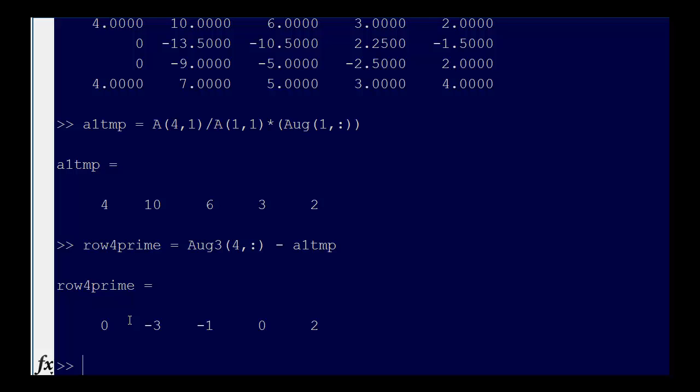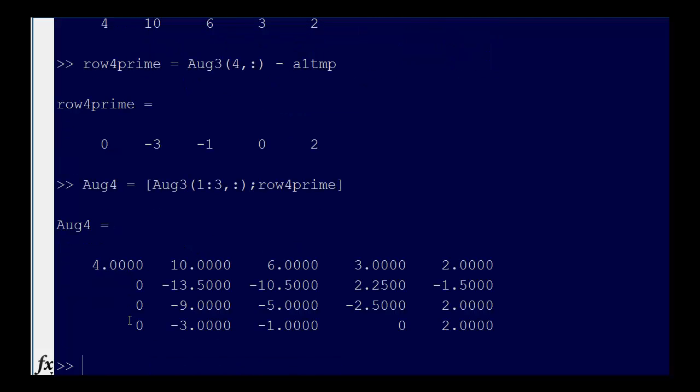So now we're going to go aug4, yes. aug4 is going to be aug3, and we want from 1 all the way to 3. That'll be good. And then we just want row 4 prime, and that should be our matrix.